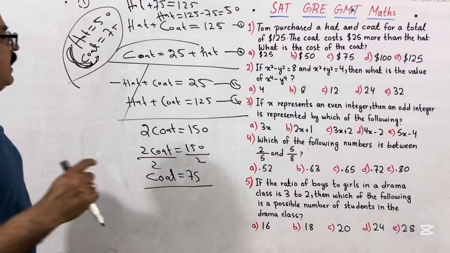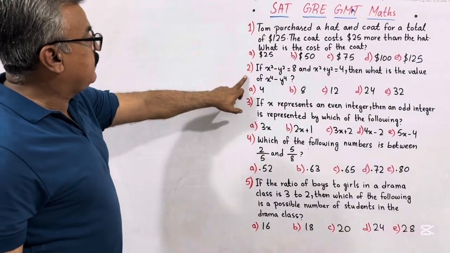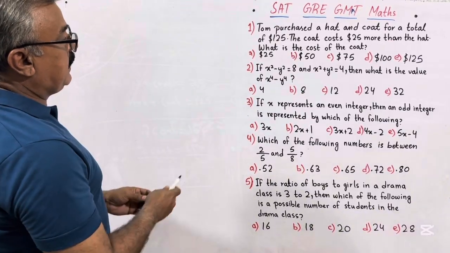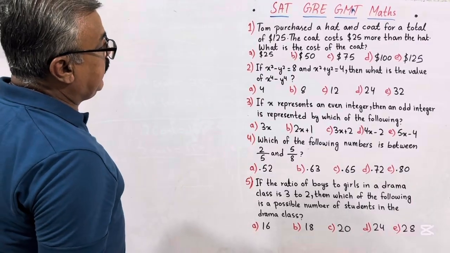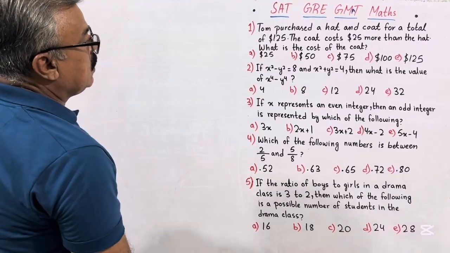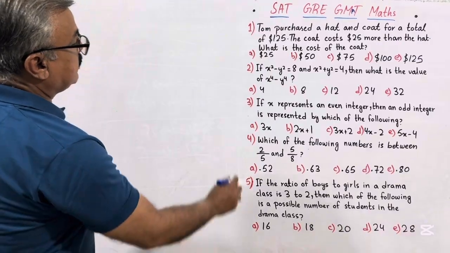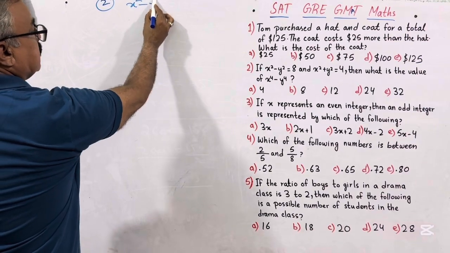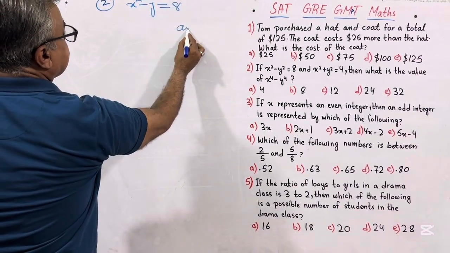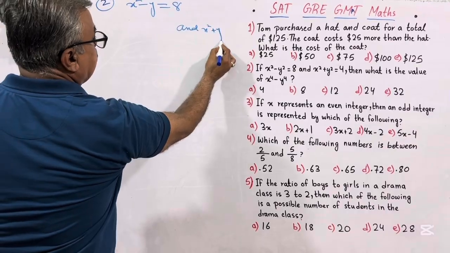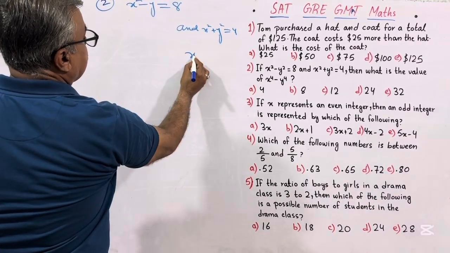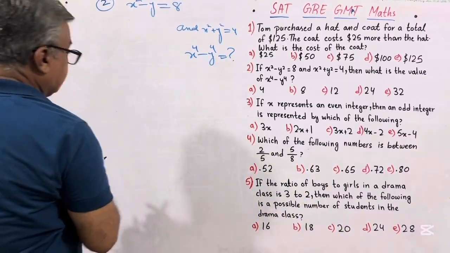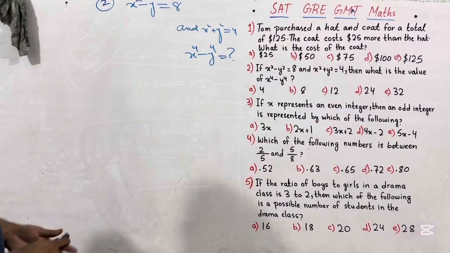Moving towards question number 2, we have a simple algebraic manipulation type question. If x squared minus y squared is equal to 8 and x squared plus y squared is equal to 4, what is the value of x^4 minus y^4? We are interested in the value of x raised to 4 minus y raised to 4.